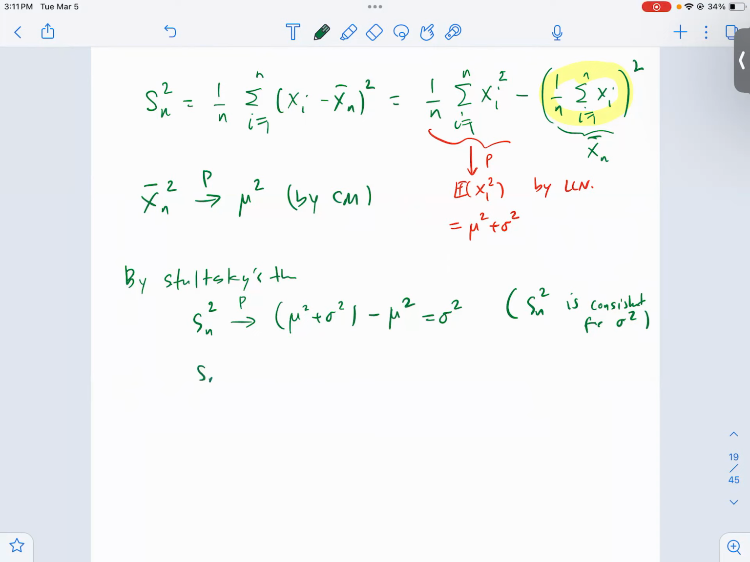Can I conclude that Sn also converges to something? Yes, so this converges to the square root of sigma squared. Let's say Sn is the square root of that, so it converges to the square root by the continuous mapping theorem. So Sn is consistent for the standard deviation.